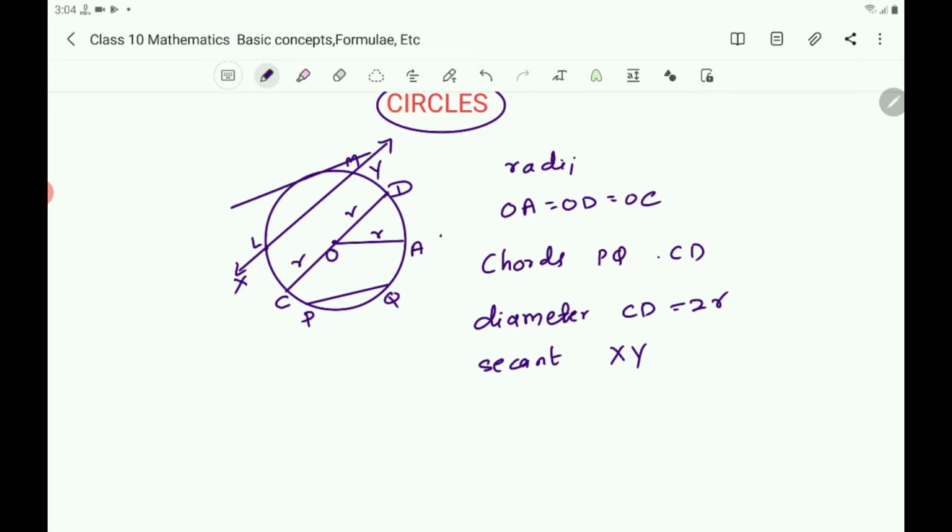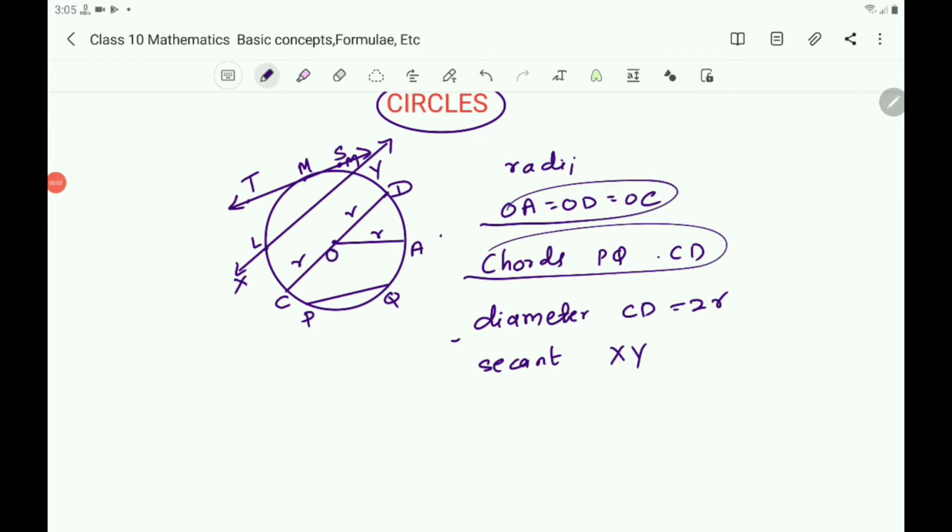Now let us take one more thing. What is it? It is a tangent, which touches the circle at only one point. So let us take this as a tangent TS. Radii, chord, diameter: these are the concepts that you have learnt in previous classes, 9th, 8th, etc. But the secant and tangent are the new concepts of 10th class.